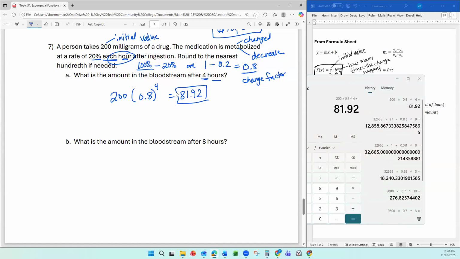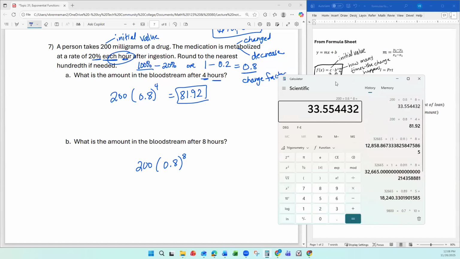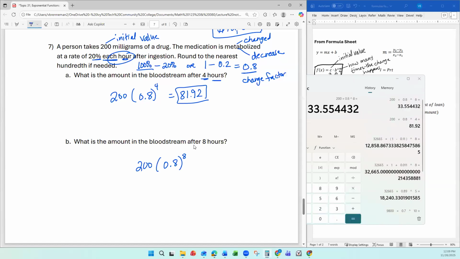After 8 hours, the calculation is just the same, other than it is now an 8 instead of 4. One thing to notice, maybe, is the amount that it decreased in the first 4 hours, it went down by like 120. In the second 4 hours, it went down by only like 50. So that's that slowing down decrease process.